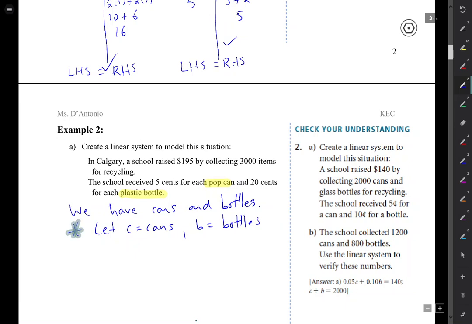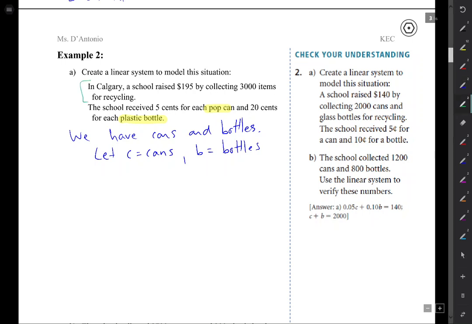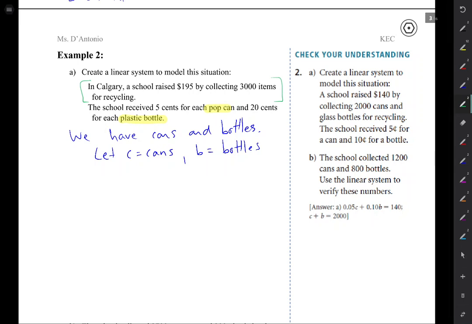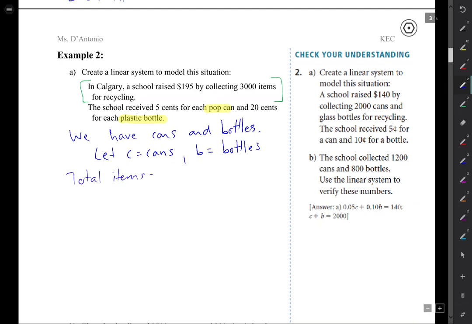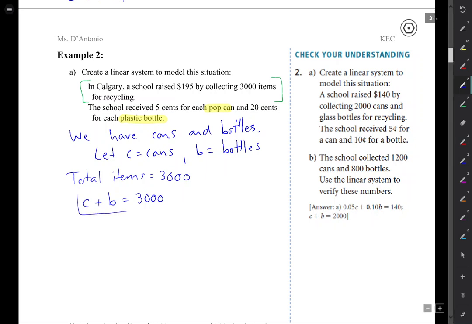Now that we defined our variables, we want to come up with our two equations. Let's start by looking at this first line to come up with our first one. It says, in Calgary, a school raised $195 by collecting 3,000 items. The items they were collecting are pop cans and plastic bottles, so total items is equal to 3,000. The only items they were collecting are cans and bottles, but we don't know how many of each. So I'm just going to put C plus B is equal to 3,000. That's saying if we add all the cans and bottles together, we should get 3,000 items. So this here is our first equation.